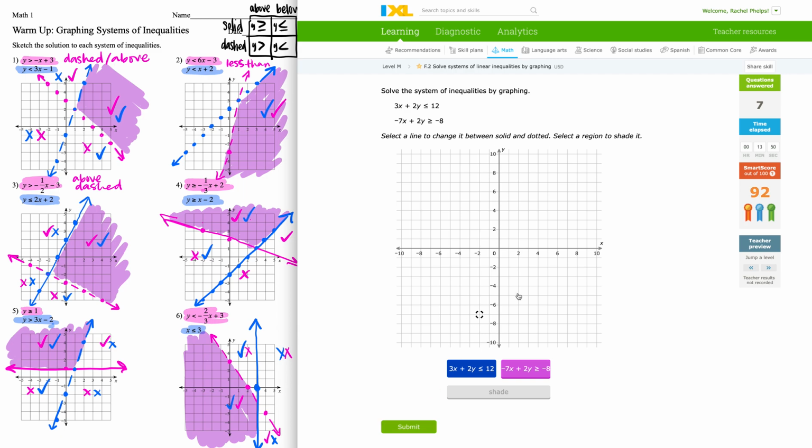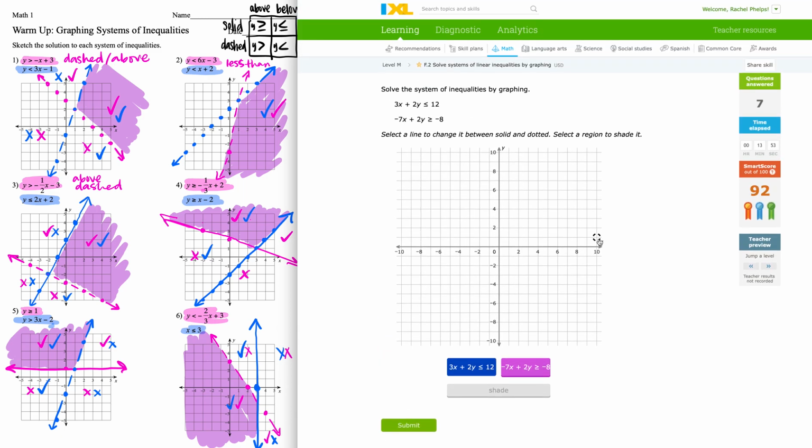And so they get a little harder. I think that's it for now.